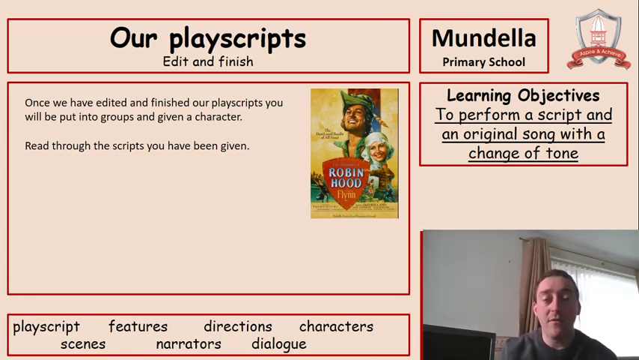So, we need to edit and finish our play scripts first of all. So, I want us to look over what we've done for scene 1, with Robin in the forest, scene 2, which is a slower scene, which is maybe one of the sheriff and Gisborne plotting against Robin, and then scene 3, where we will have a battle and Robin eventually saving and winning the day. Read through the scripts that you've been given, and then you'll be put into groups and given a character to play out loud, live, in person when we move in front of the screen later. 3, 2, 1.